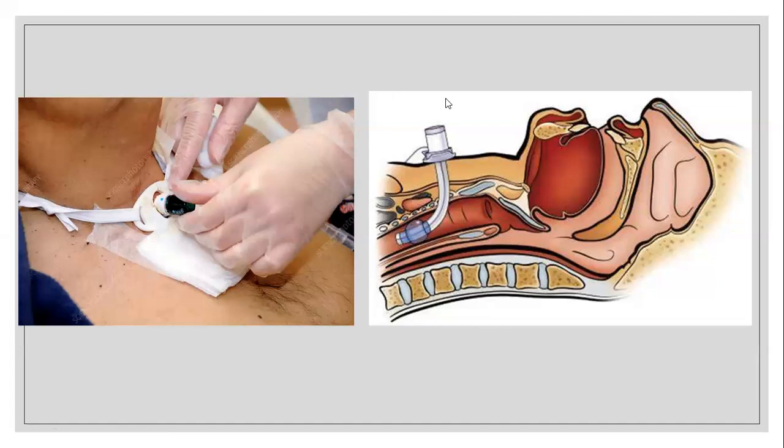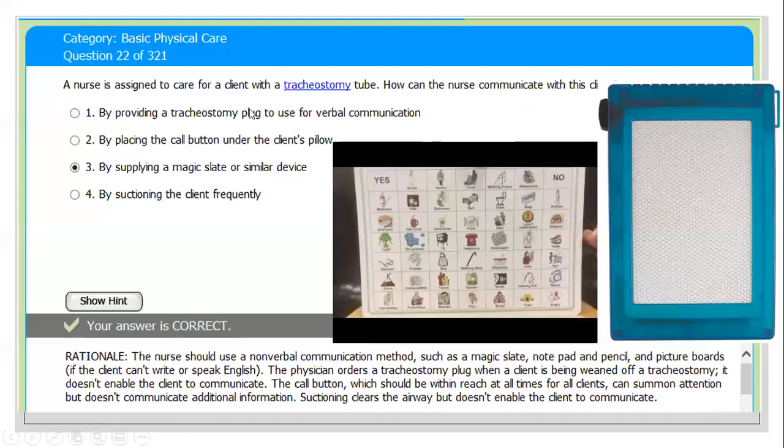And the next here, in this question, the answer is applying a magic slate or a similar kind of device for communication. So you see the board, they can write and erase it, or we can use some special device, a picture, to communicate.